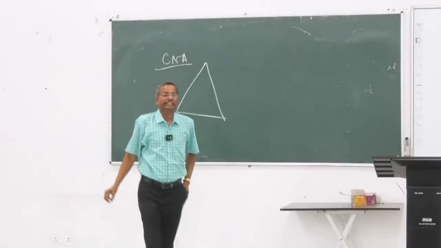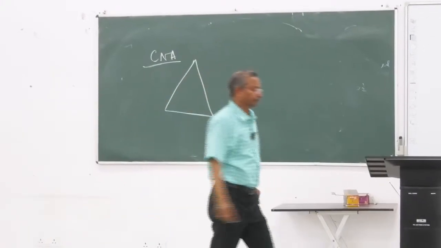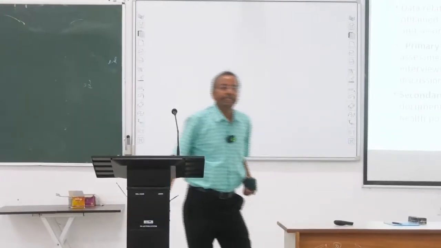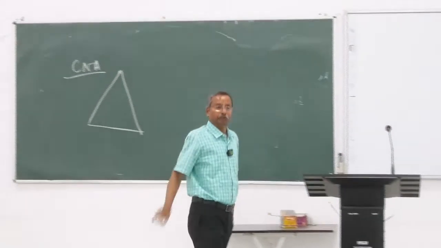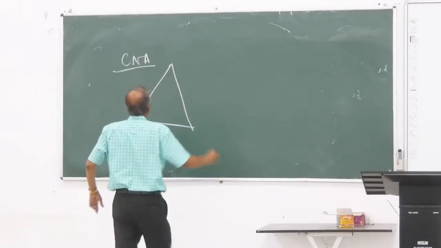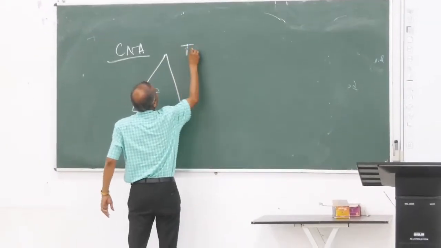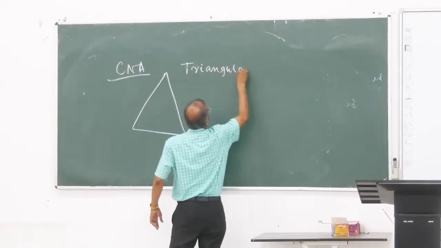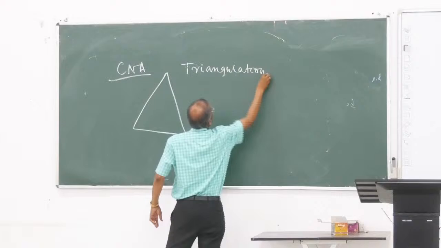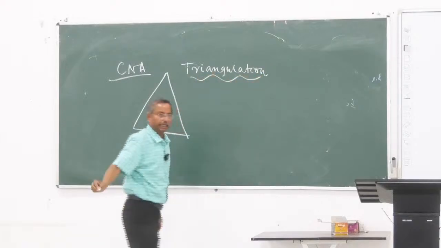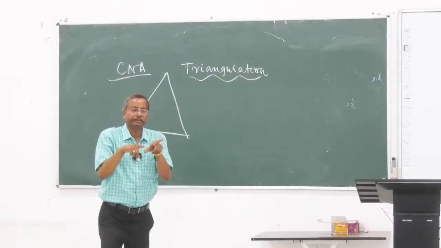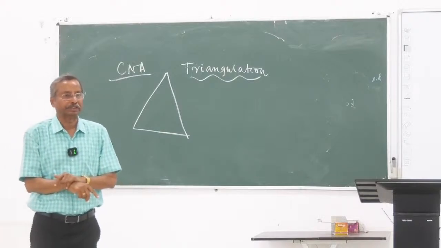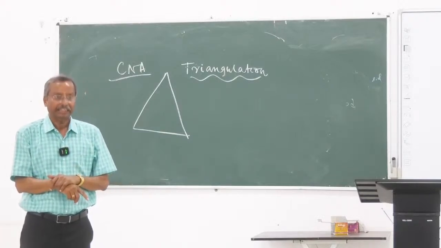CNA, community need assessments. What do we do? We take the help of three methods, three techniques. We call it triangulation. You have to use three techniques from three sides to collect information. Then the information will be valid and correct.